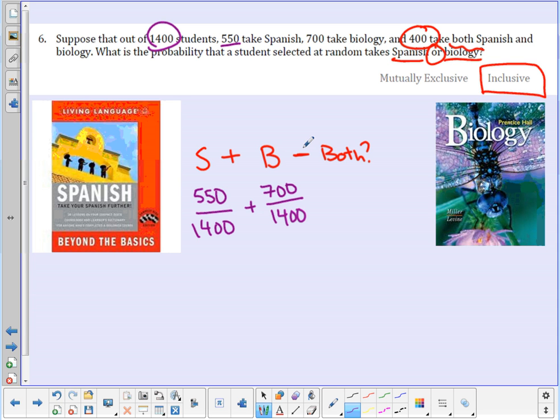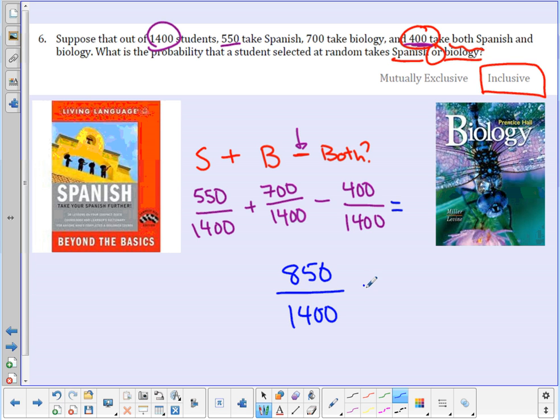So what happens is I need to subtract the both. So I'm going to subtract 400 out of 1,400. Okay, so that's why I have to take those away because I can't count you 2 different times. If you're in both categories, that doesn't work. So when I put these together, 550 plus 700 minus 400 is equal to 850 out of 1400, which is approximately 0.607. Okay, so there's my probability there.